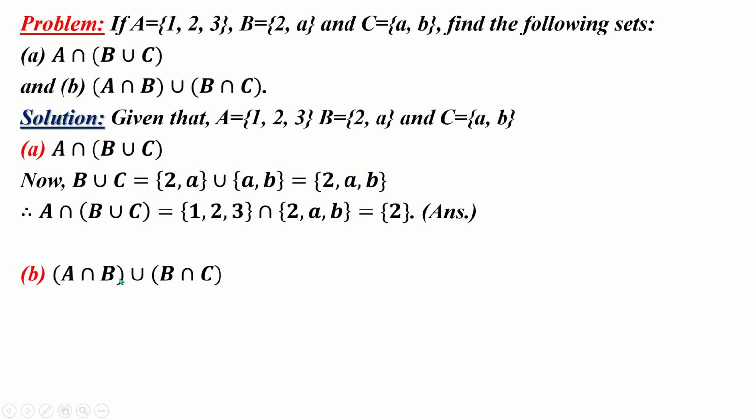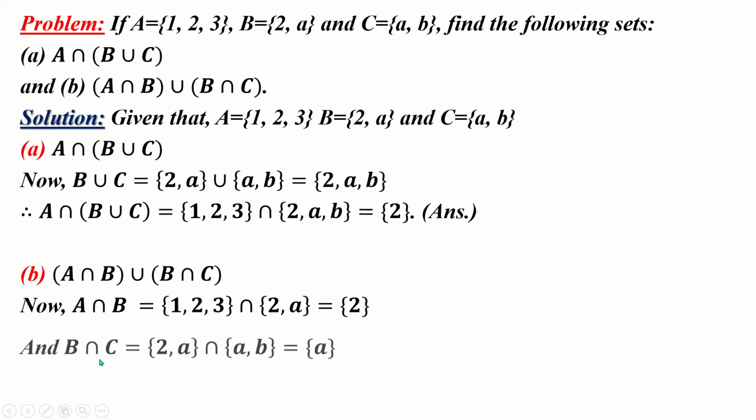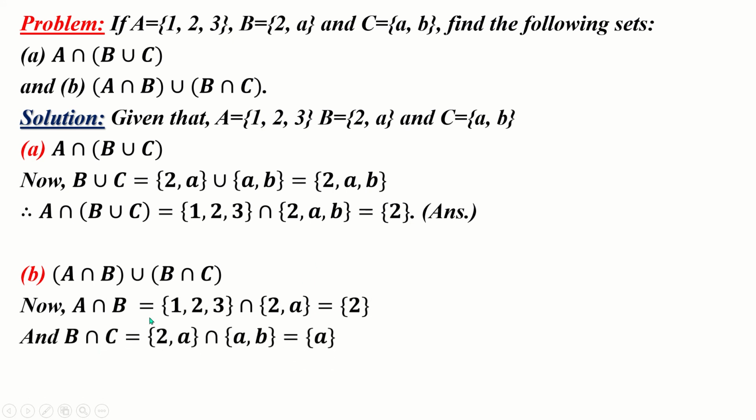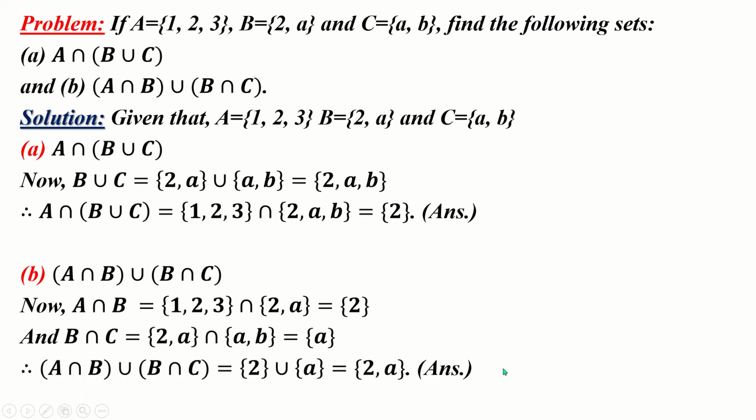Again, A intersection B union B intersection C. At first we have to find A intersection B. A intersection B equals 2 and B intersection C equals A. Therefore this union this, that means the set whose element is 2 and the set whose element is A, we will get 2 and A. This is the required answer. Clear everyone? Now follow this.